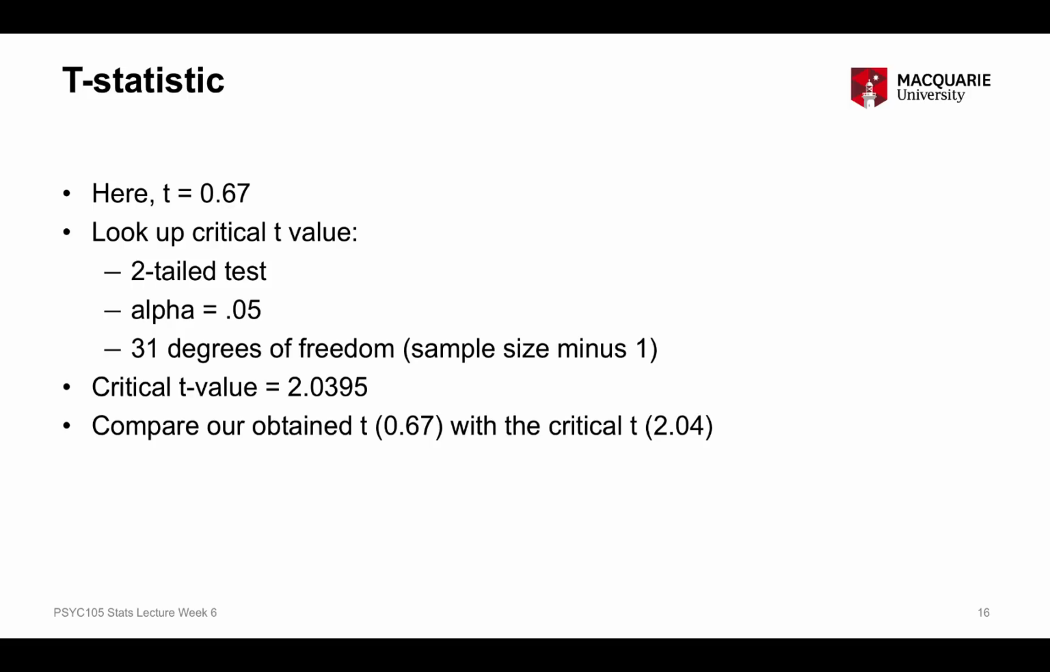So the next step is to compare our obtained t-statistic, which is 0.67, with that critical t-statistic of 2.04. I'm just rounding 2.0395 to 2.04. And we can see that our critical t is greater than our obtained t-statistic. And because of that, we do not reject the null hypothesis. We do not reject the null hypothesis that the proportion of time that the infants spend looking between the two adults is significantly different to half. We do not reject the null hypothesis.